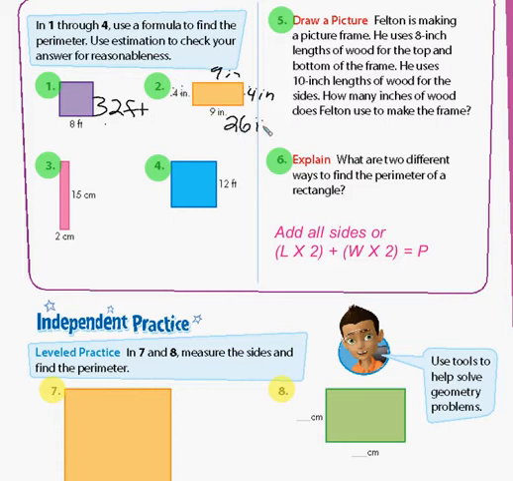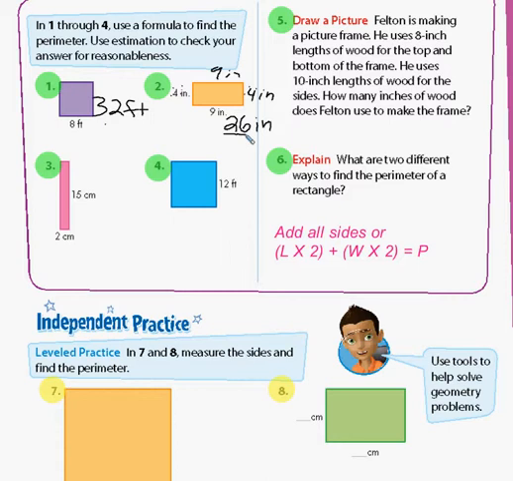26 inches. Okay. And if I want to estimate, I could go ahead and say 9 plus 4. 9 plus 4 is 13. I could round that to 15. And 15 times 2 is 30, and that's close to my 26. So that's reasonable. Let's go ahead and look at number 3.